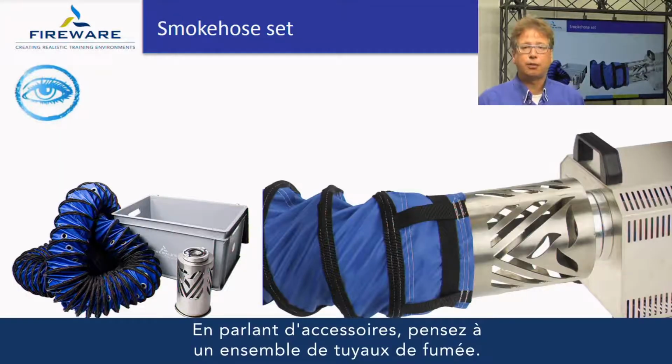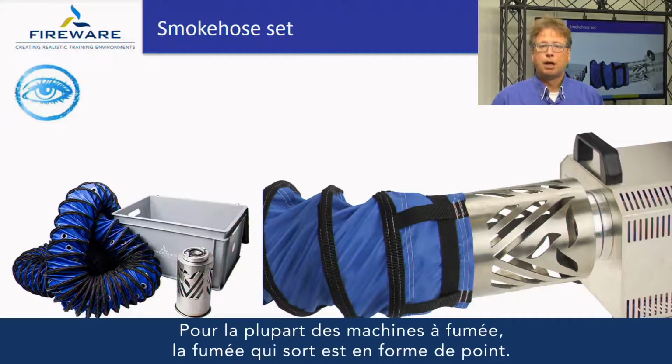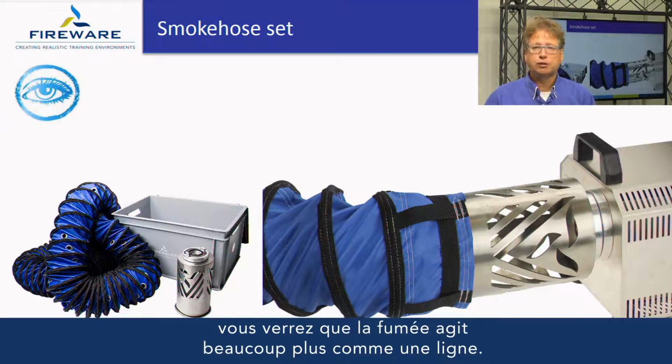The accessories that we have with it is, for example, a smoke hose set. You can connect it to the smoke machine, and it's a perforated tube. Most smoke machines, the smoke that comes out is a point. But if you look at forest fires or big fires, and you, for example, look to the roof, you will see that the smoke is acting much more like a line. So it's a line source.